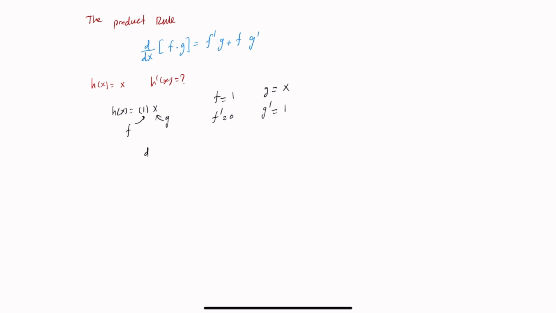Now, the derivative of 1 multiplied by x is going to be equal to f prime multiplied by g, plus f multiplied by g prime. So f prime is going to be equal to 0, then g is equal to x, and then plus f, which is 1, and then multiplied by g prime, which is also 1. So that's going to be equal to 1, and this is exactly the same thing we found using the power rule.